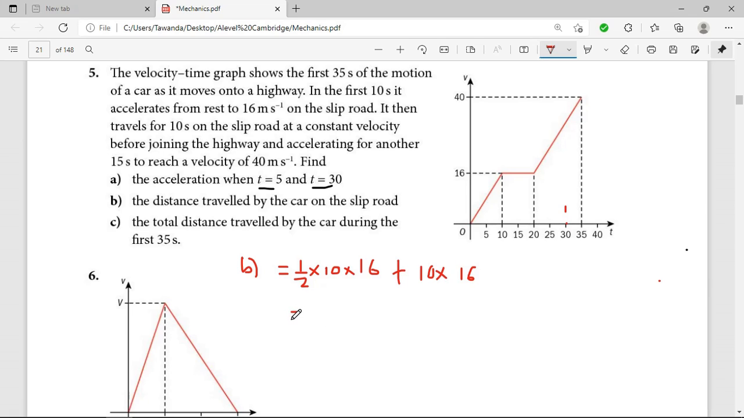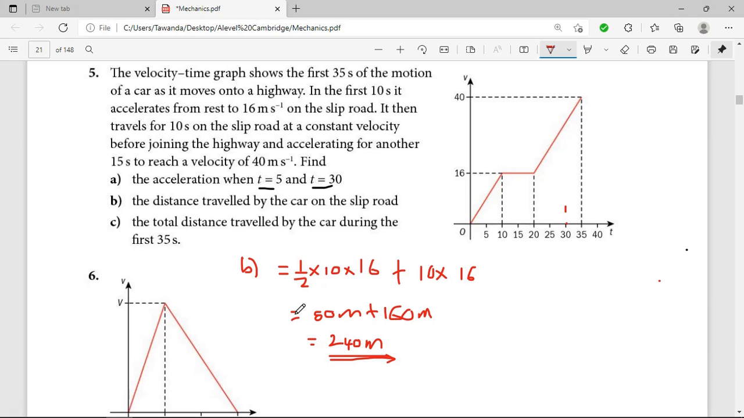So here we are going to have half of 10, which is 5, times 16, we are going to have 80 meters, plus 10 times 16, we are going to get 160 meters. So if you add the two, the total distance on the slip road is going to be 240 meters. That is for part B.